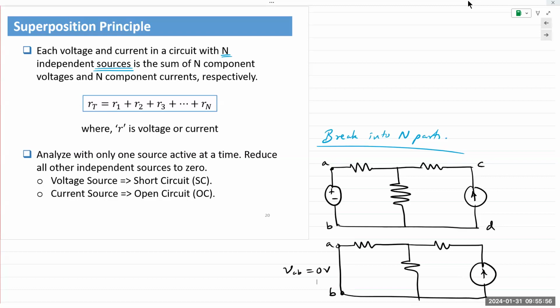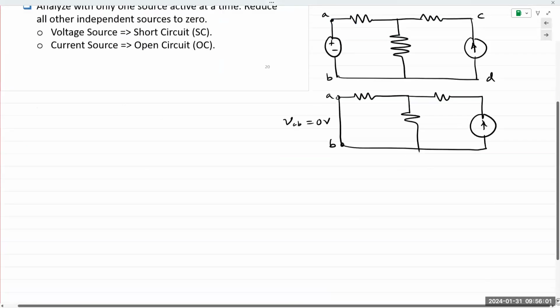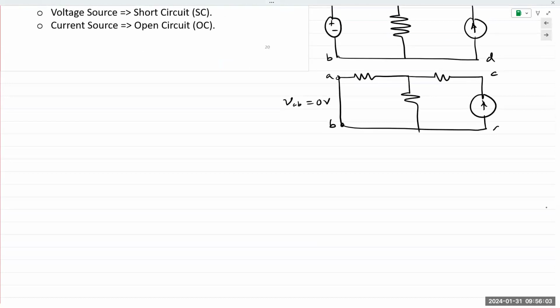And the same thing for a current source. For current to be 0, there has to be an open pathway, meaning if there's an open pathway, current cannot flow through. If current cannot flow through, it is 0. And so to reduce a current source to 0 would mean you simply open up these terminals.